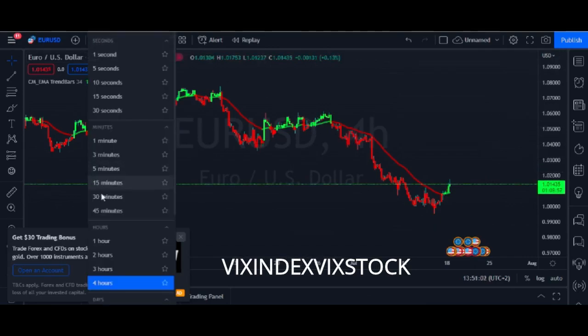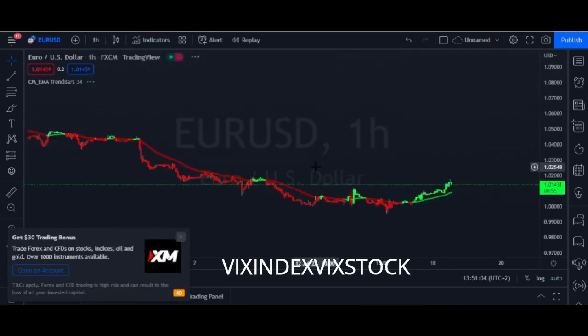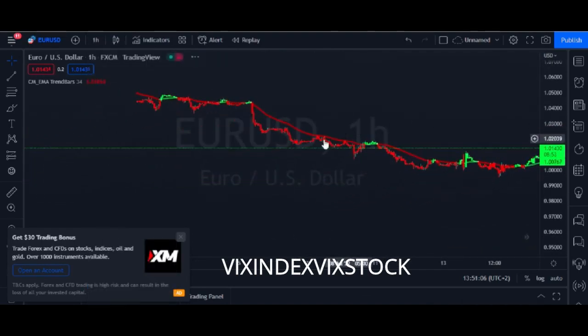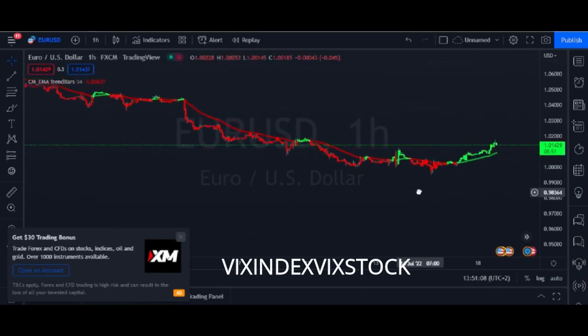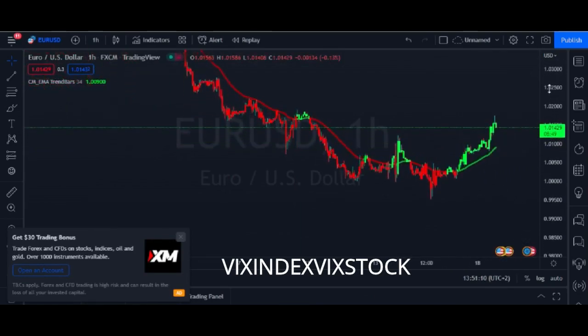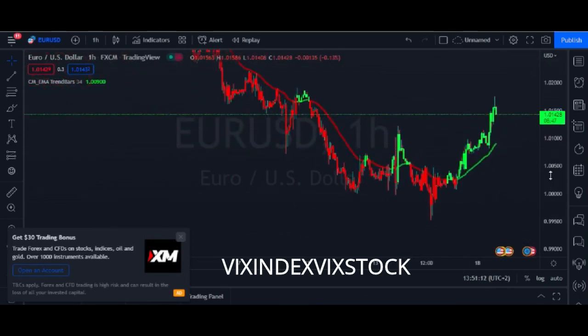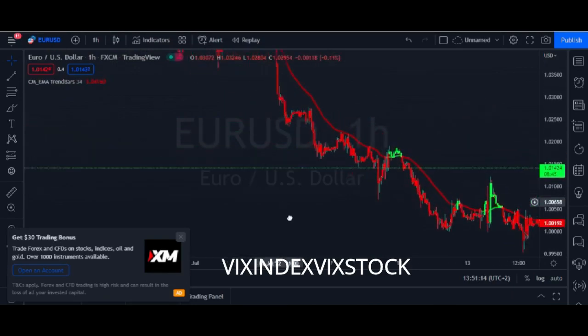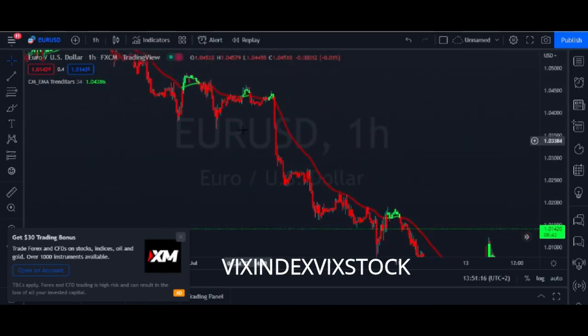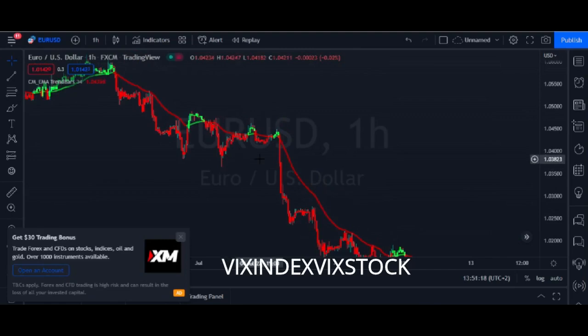If you just go down to the hourly, let's just see. You can see many opportunities for using this indicator, and you could make some money. Now you're going to have situations like this.